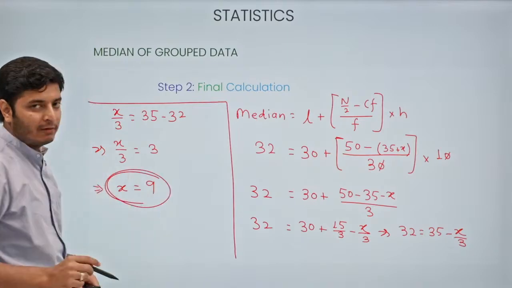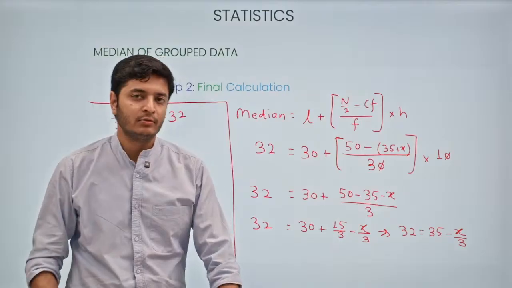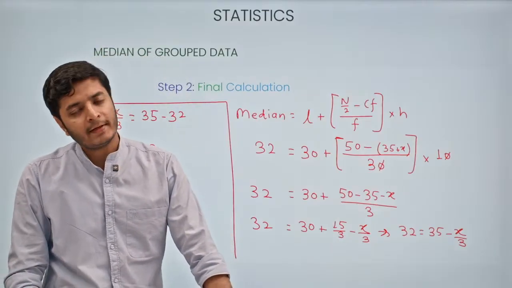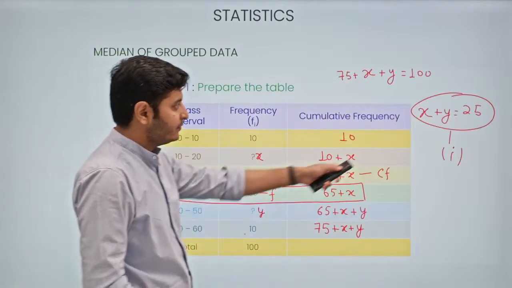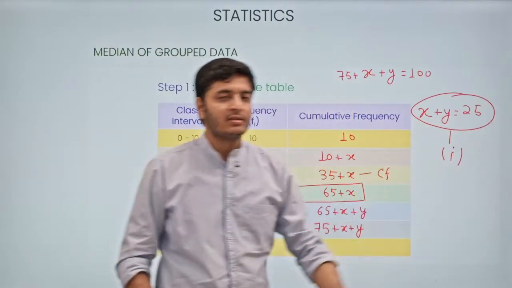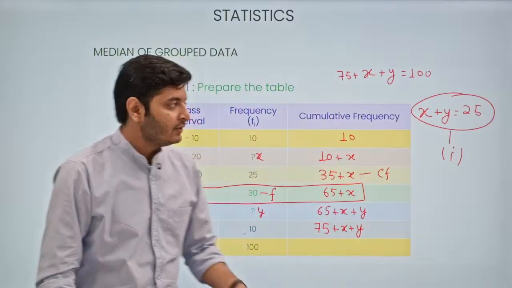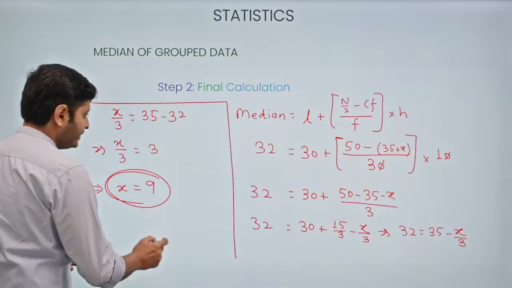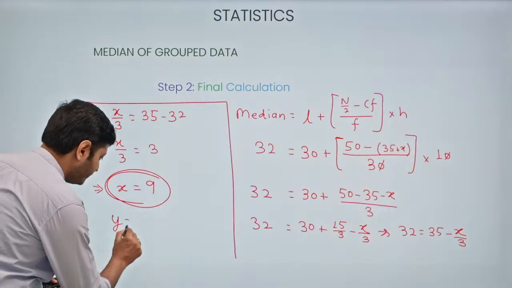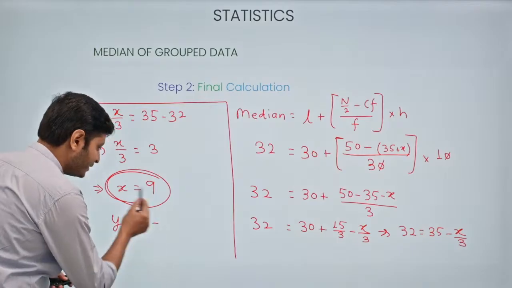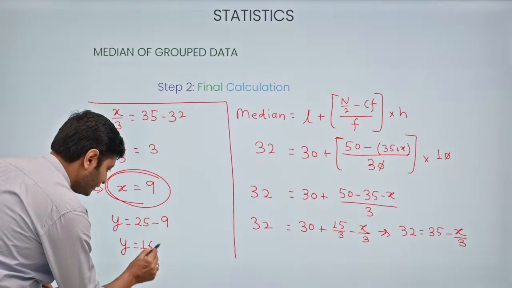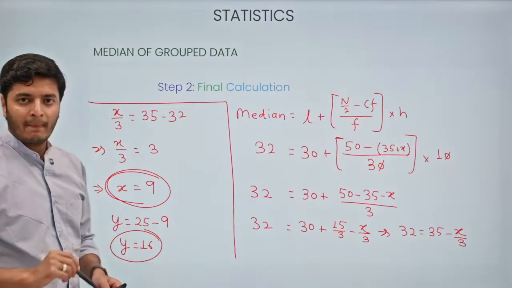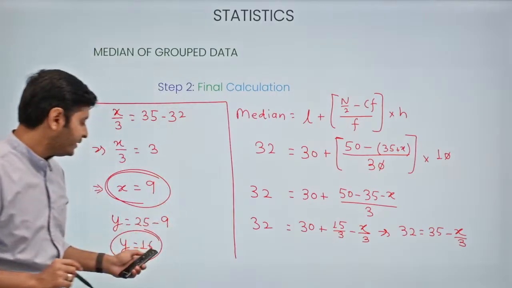Now we know one missing value, but we have two missing values. So how to find the other value? I told you this equation, that x plus y is 25. We know the value of x, so we can easily find the value of y. So y will be 25 minus 9, so the value of y is 16. So the missing values are 9 and 16.